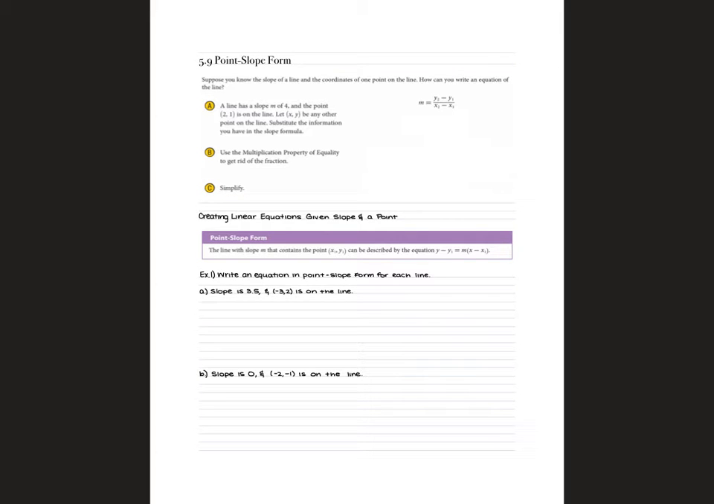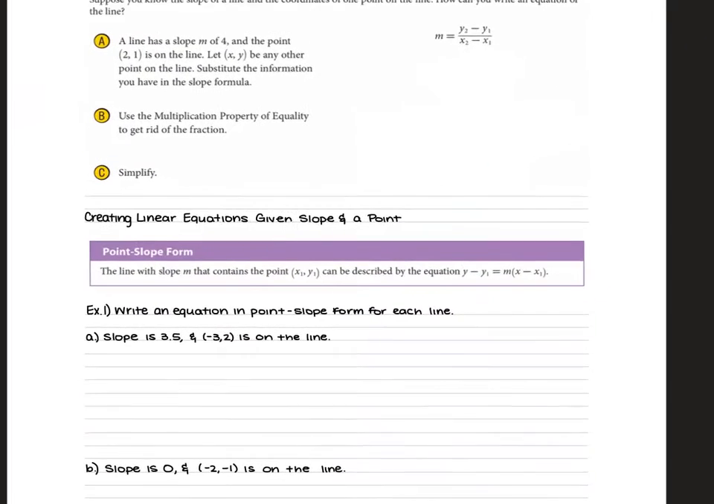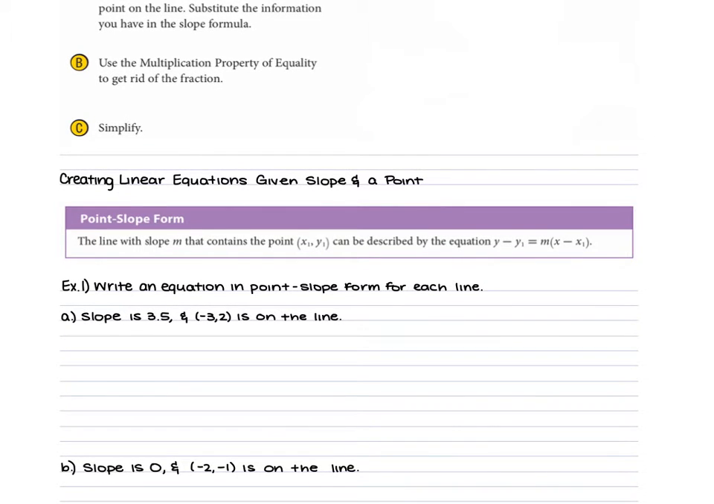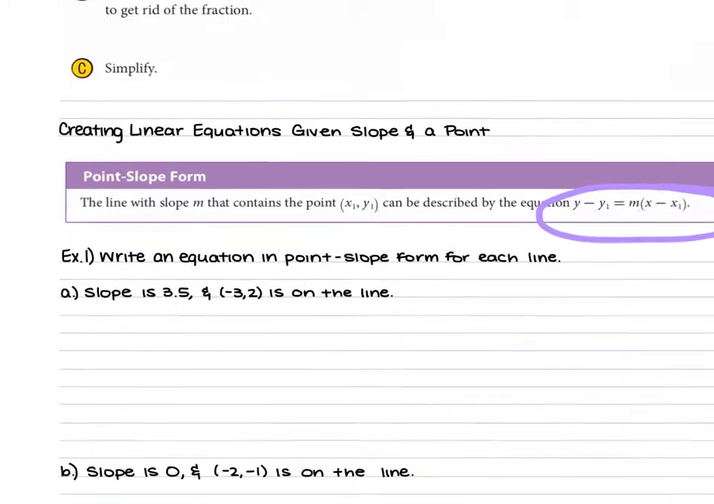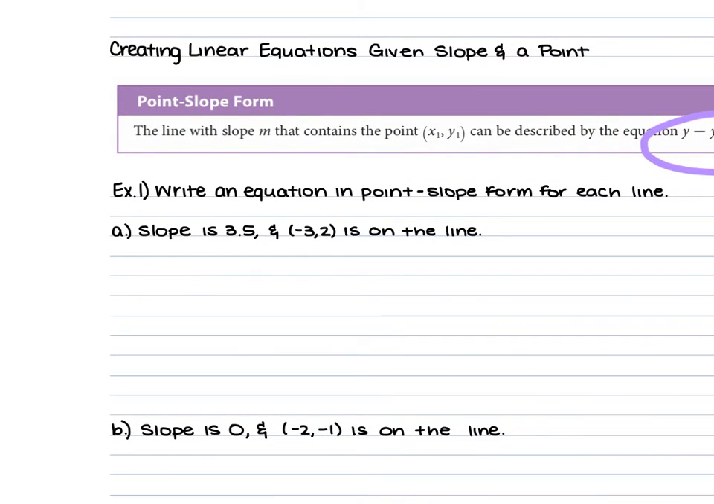5-9 point slope form. When we are looking at these formulas, we are using the formula y minus y1 is equal to m times x minus x1, where you're just replacing the y1, the x1, and the m. So we need our slope and an ordered pair from that line. If we look at example A, we have a slope of 3.5 and an ordered pair of -3, 2.